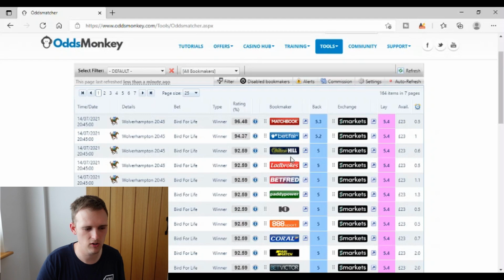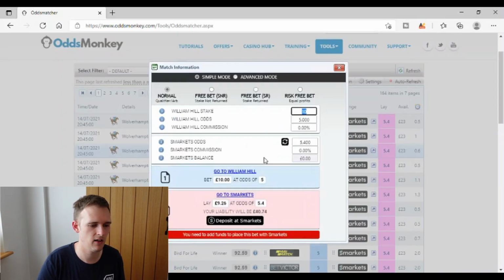And then, if your welcome offer was, say, William Hill, so you needed to bet William Hill, welcome offer is bet £10 to get a £30 free bet, you would select the I icon there.